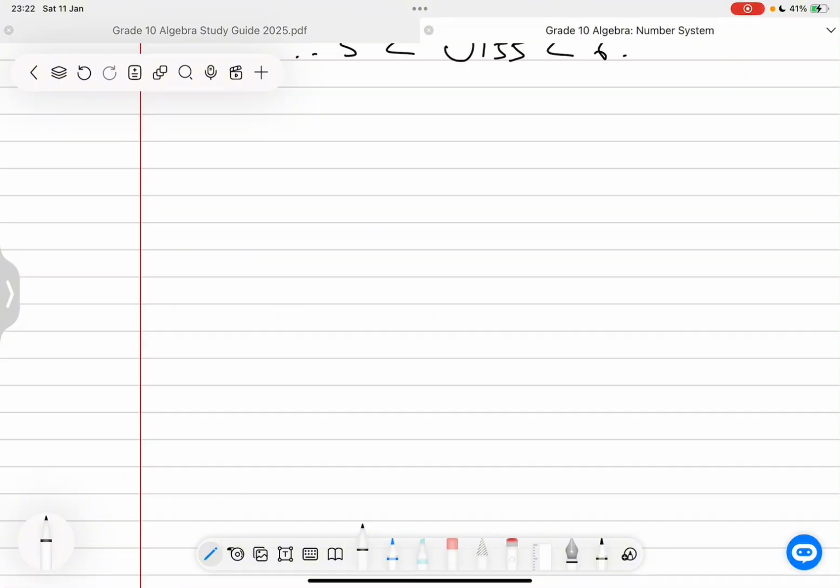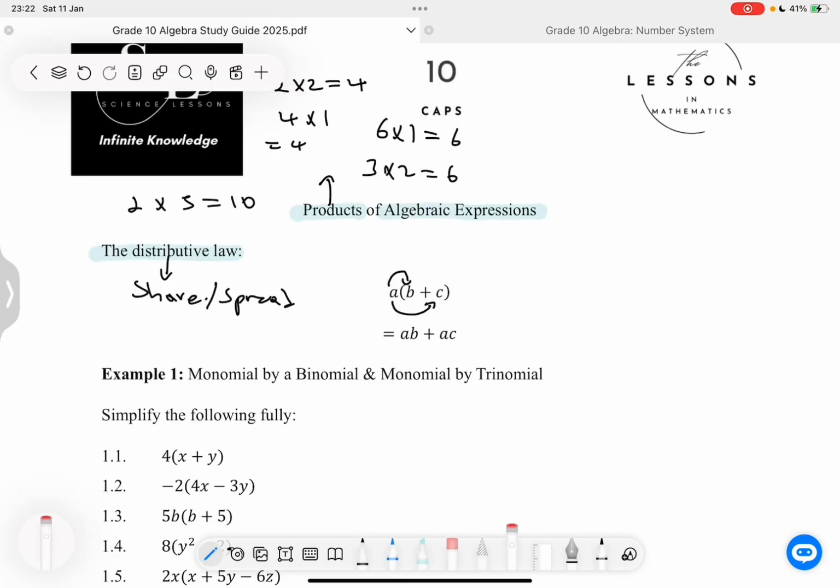So here I'm going to say we are doing example 1, and the example reads as follows. It says simplify the following fully. Now, just to break down what this problem is asking us, you would notice that when we multiply here the a with b and the a with c, we are actually expanding this expression. Remember, we said this is an expression. We are expanding it so that it is ab plus ac.